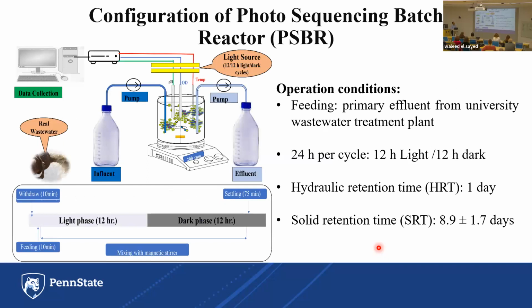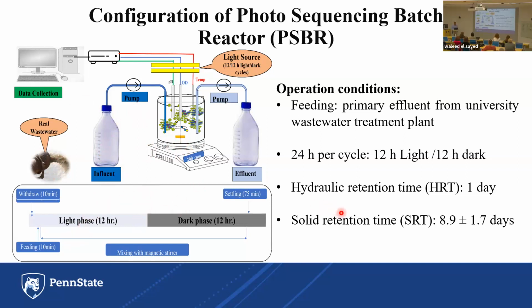We designed our experiment based on a photo sequencing batch reactor. The capacity of our reactor is around 1 liter. We introduce real wastewater to our reactor every 24 hours, and the cycle starts by feeding for around 10 minutes in our system. This is automatic, and then the stirring starts during the operation.